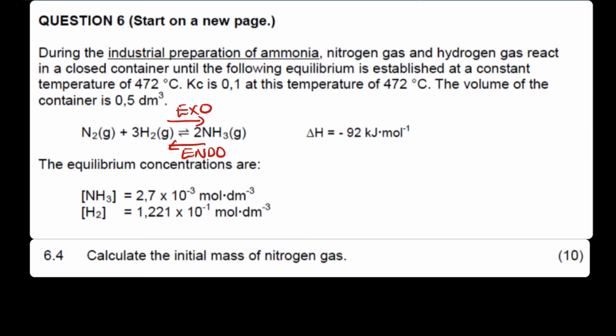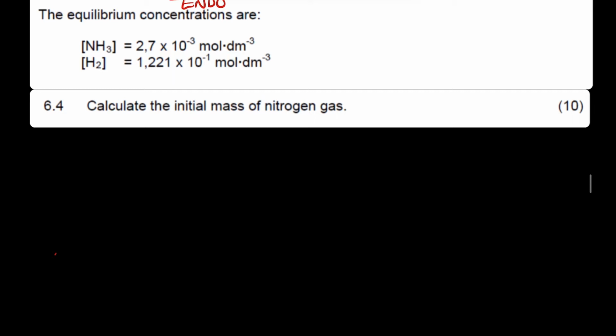Now we're told the concentrations at equilibrium. We're given the concentration of ammonia at equilibrium and the concentration of hydrogen at equilibrium. Now the question says calculate the initial mass of nitrogen gas. If you remember, we were always given the initials, and then we'd use the initials to find the concentration at equilibrium using the table.